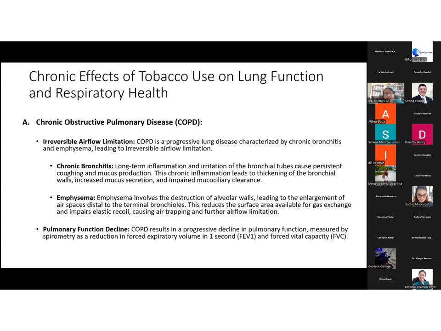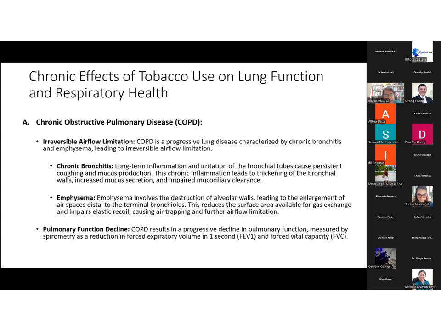Now, the first condition looked at will be COPD, chronic obstructive pulmonary disease. COPD is a progressive lung disease characterized by chronic inflammation leading to irreversible airflow limitation. Now, COPD is an umbrella term which covers two conditions, chronic bronchitis and emphysema. You can have either or both.